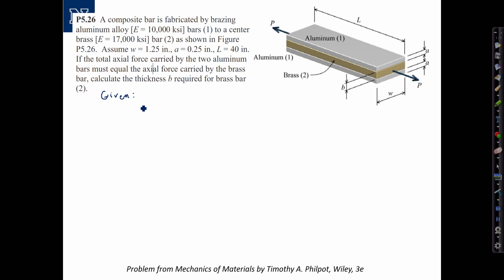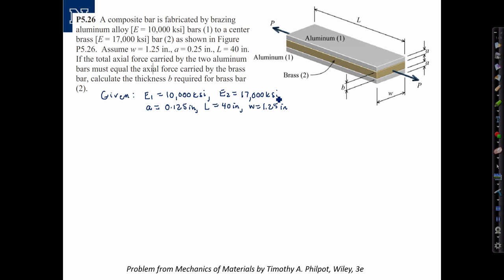We are given the elastic modulus for the two materials, E1 equals 10,000 KSI. E2, that's for the brass bar, equals 17,000 KSI. We're given the dimension A is 0.125 inches. We're given the dimension L equals 40 inches. We're given the dimension W equals 1.25 inches.